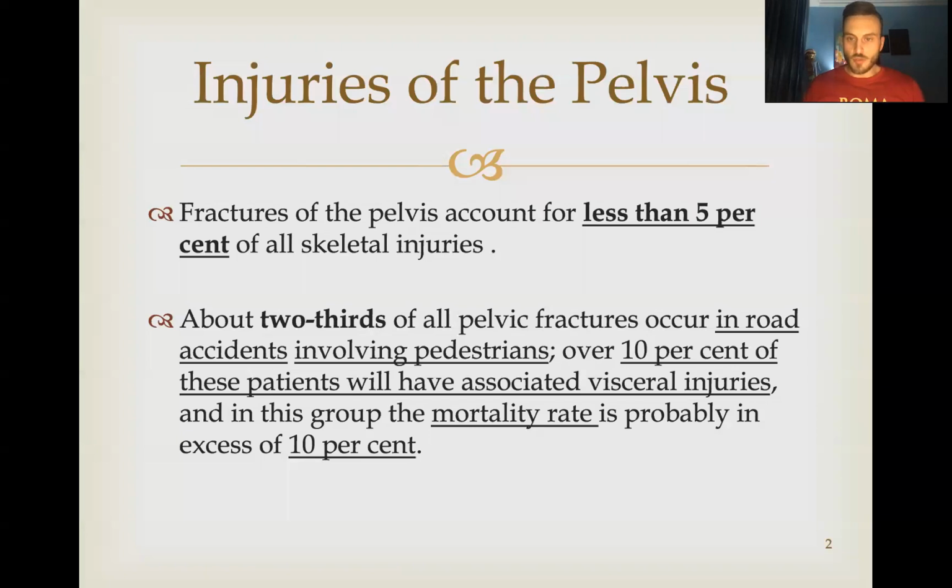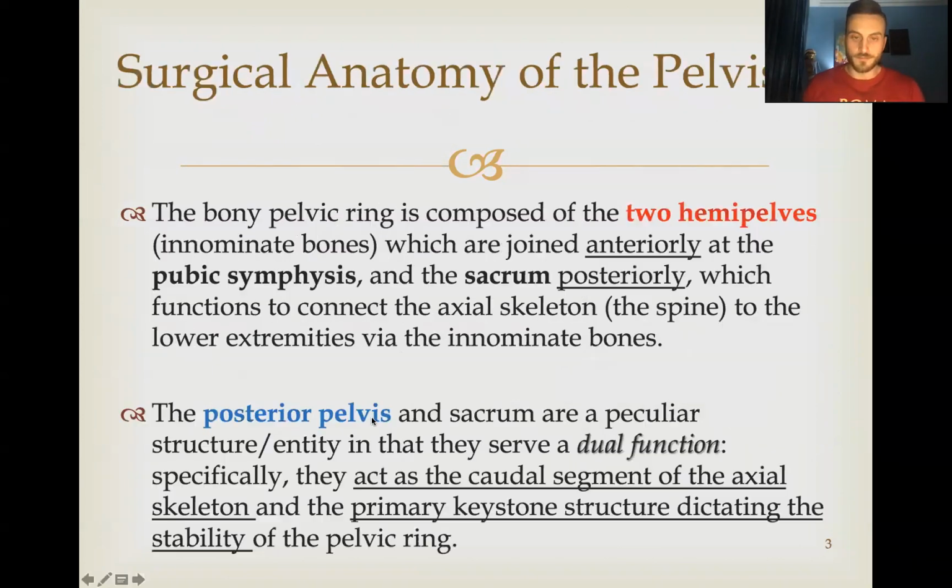So for the injuries to the pelvis, it's less than 5%. About 2/3 of all pelvic fractures occur in road traffic accidents. So they are potentially high energy trauma, and usually the patient has other trauma and other injuries. So you have to start with the patient, as always I told you, on the ATLS protocol, A, B, C, D, and E. The mortality rate can rise up to 10%.